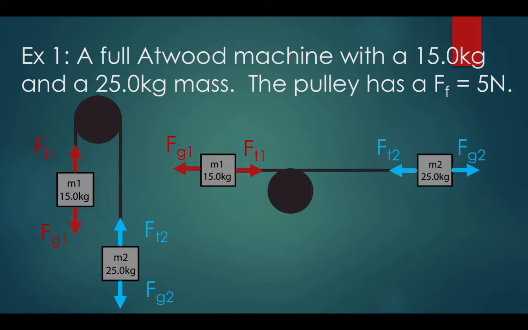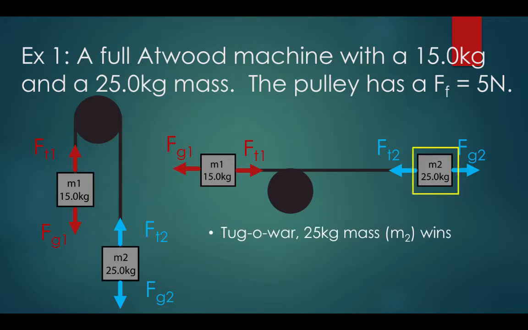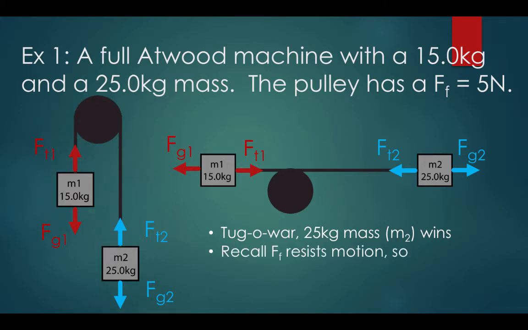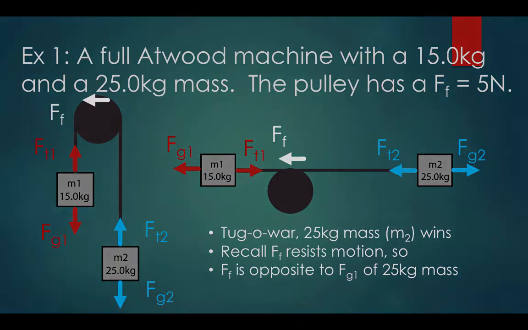Who wins a tug-of-war? Well, seeing as mass 2 is 25 kilograms, while mass 1 is only 15 kilograms, the system will pull to the right in a flat drawing. But in actuality, mass 2 will accelerate downwards, while mass 1 accelerates upwards in the Atwood. Since friction force opposes motion, we can now assign friction force to our drawing. If the system moves to the right, then friction force at the pulley is to the left. For our original drawing, that is towards the smaller mass, mass 1.